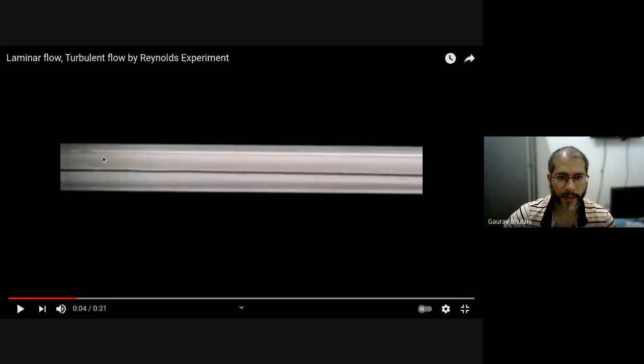So let's see this video. You can see that there's a pipe, and in the center of the pipe you have this black line. This black line corresponds to a dye. It's a colored fluid which is being injected into the flow as the flow is happening. So when the flow happens, it takes away this streak of dye with it, and you see this black line as the dye moves from left to right.